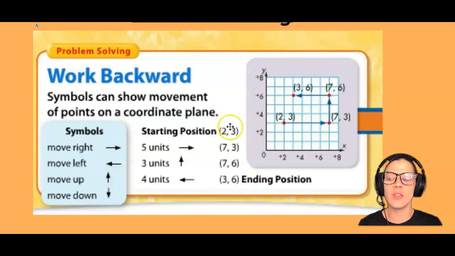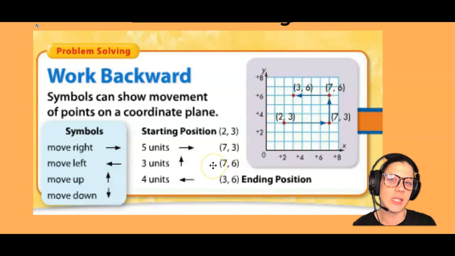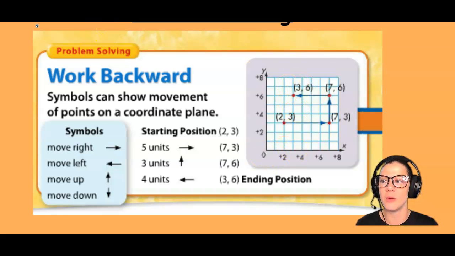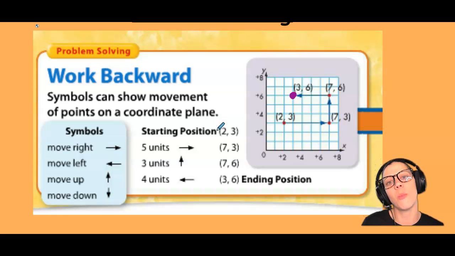So I am sharing this screen with you because I think this is the best example to show you. If I know my ending position would be 3, 6, remember, the X comes first, so 3, 6, which is up here, this red dot. I'm going to use purple to show you that it's right here. I can work backwards to find my starting position, which it already tells me is 2, 3, but I want to show you the process so that you can see how we get to that step.